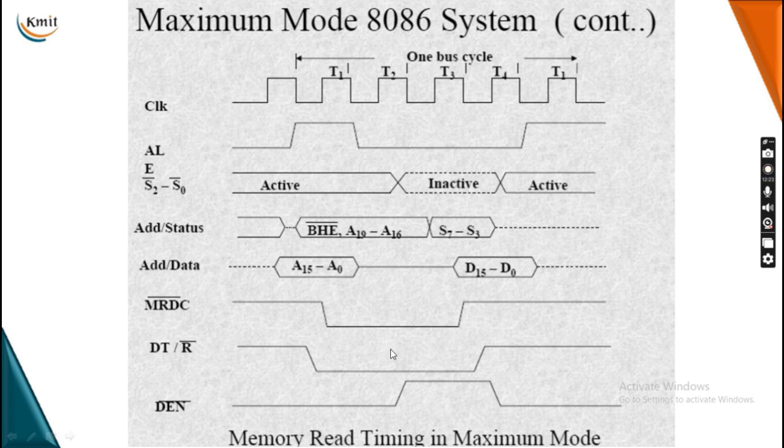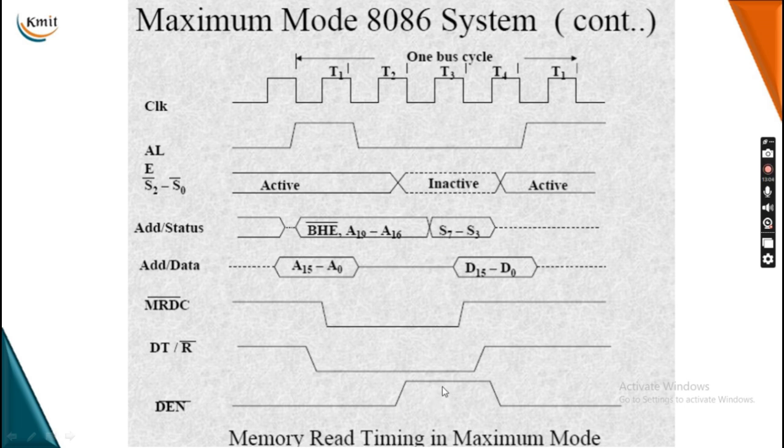Data transmit or receive bar also acts with memory read, and data enable will be low because we are going for a read operation. So DEN bar should be low when it is active, and when it is inactive, it should be high, as it is bar. Be clear with this bar: bar means it is an active low signal, so it will be active when it is 0. When it is high, it is inactive. These should be active during active cases, and inactive for inactive.